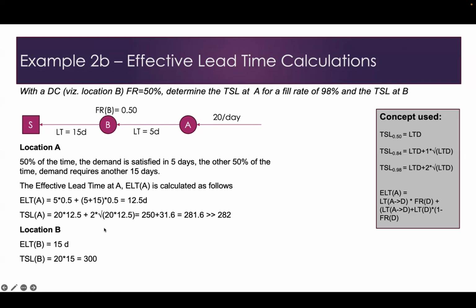And Naresh, in this case, why can't we say that 10 per day is going to come from B?